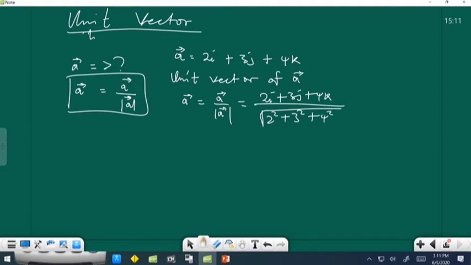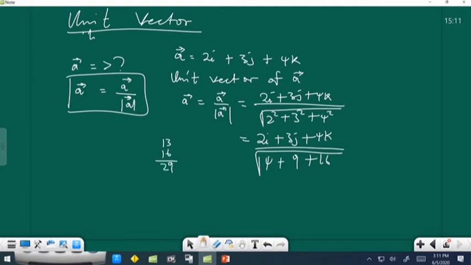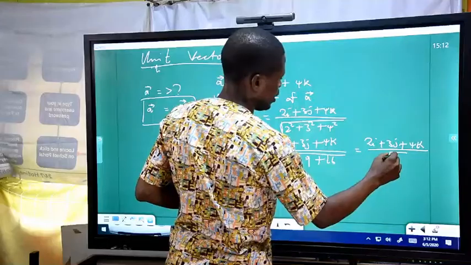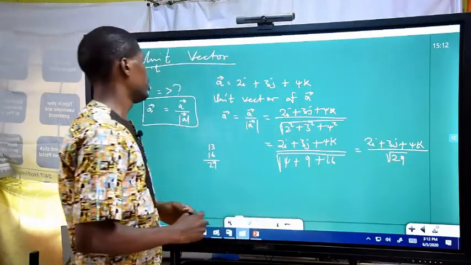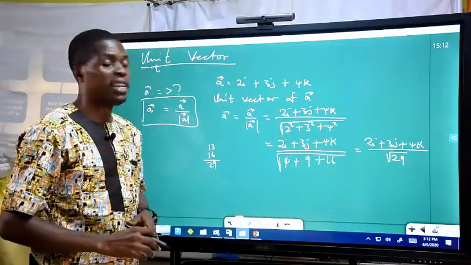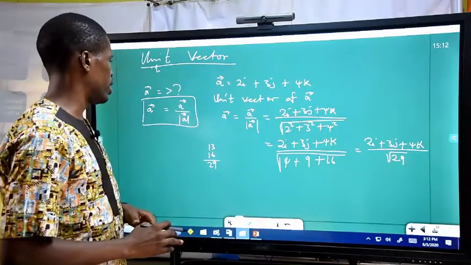So that is equal to 2i plus 3j plus 4k divided by square root of 4 plus 9 plus 16. 4 added to 9 is 13, and 13 added to 16 is 29. So we have 2i plus 3j plus 4k divided by root 29. This will give us the unit vector of vector A.